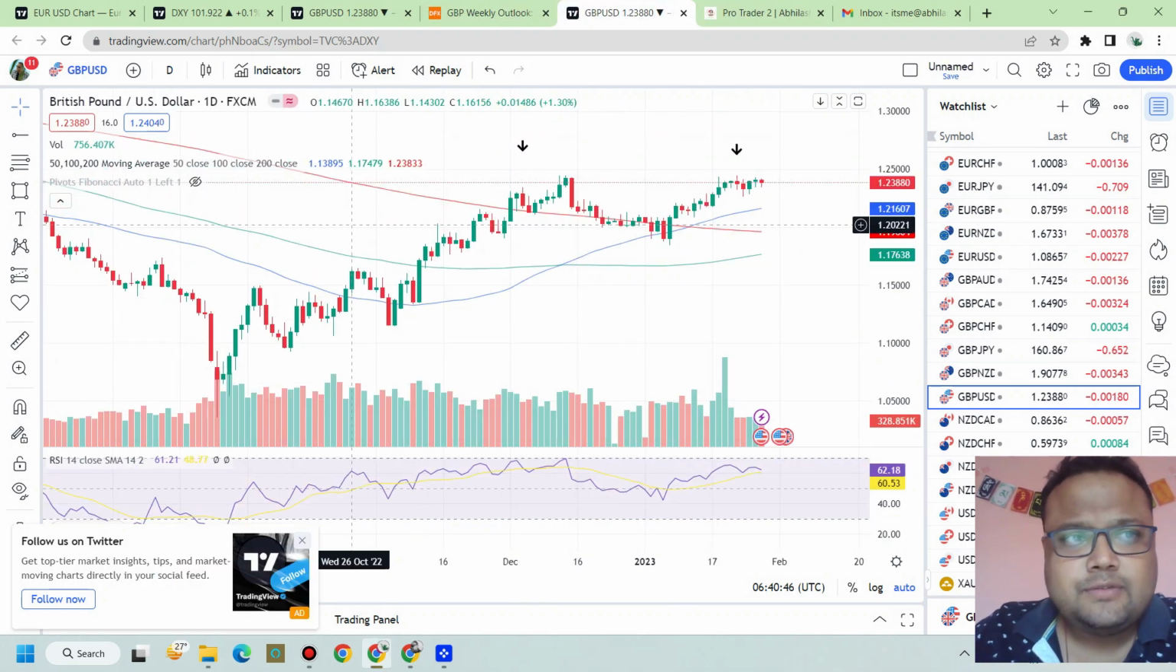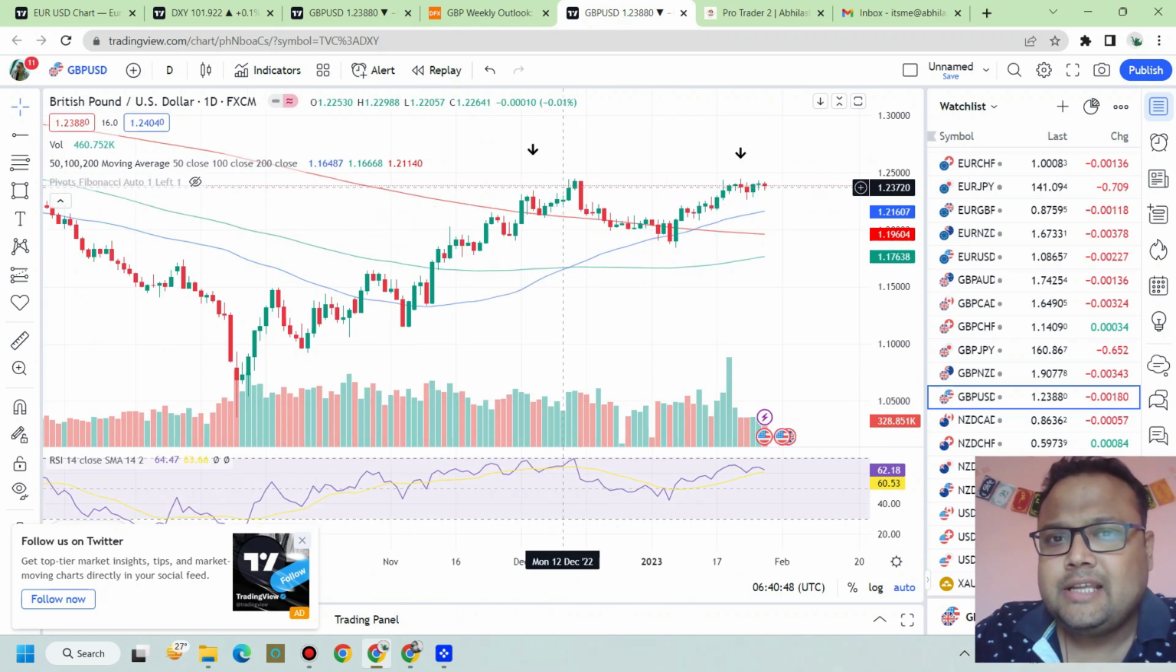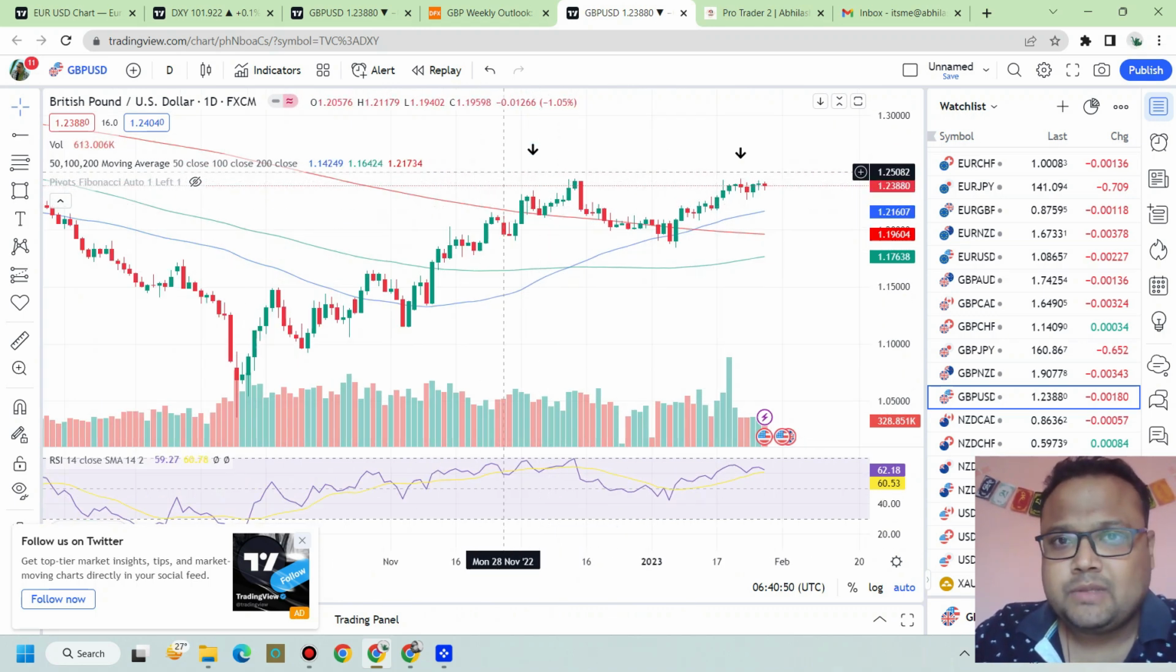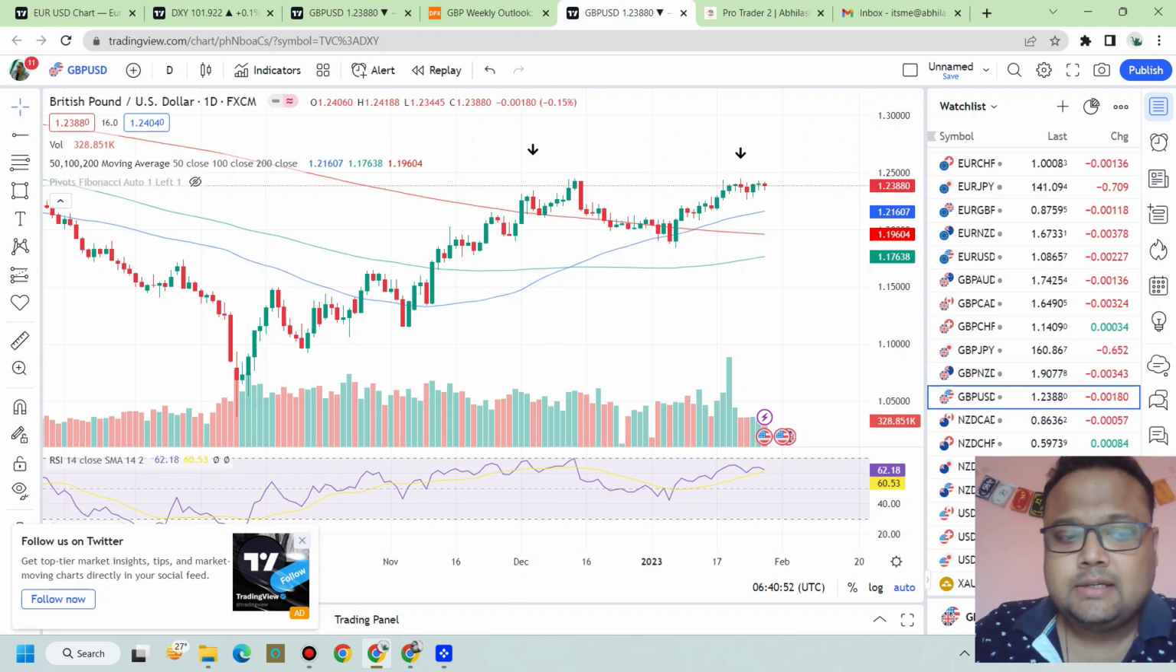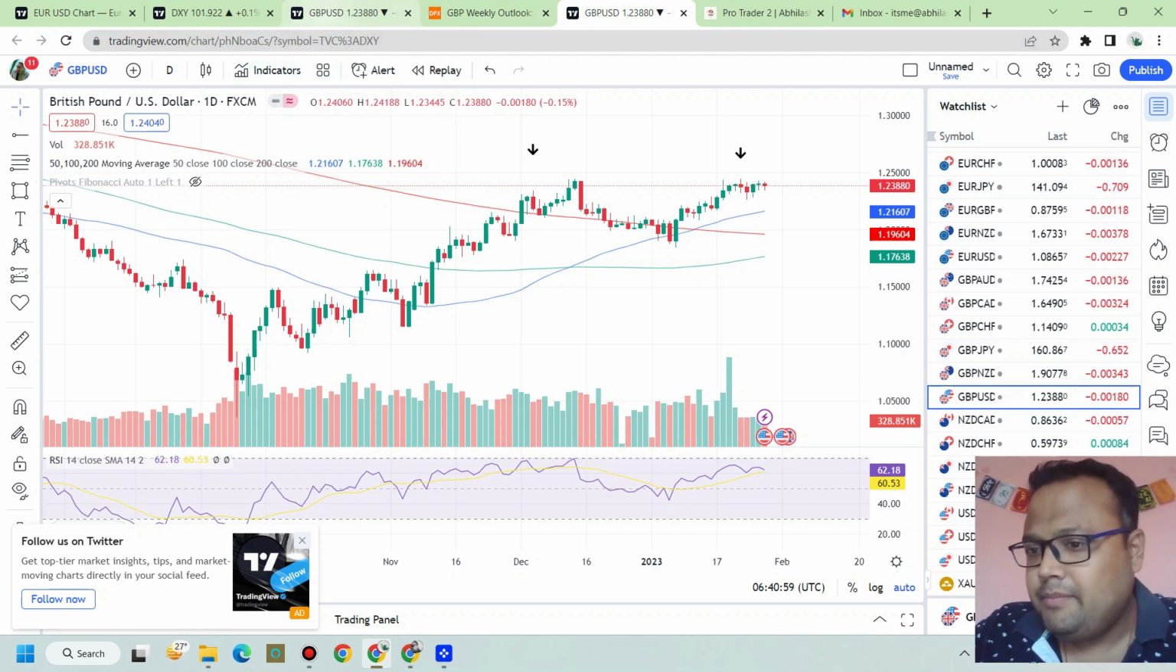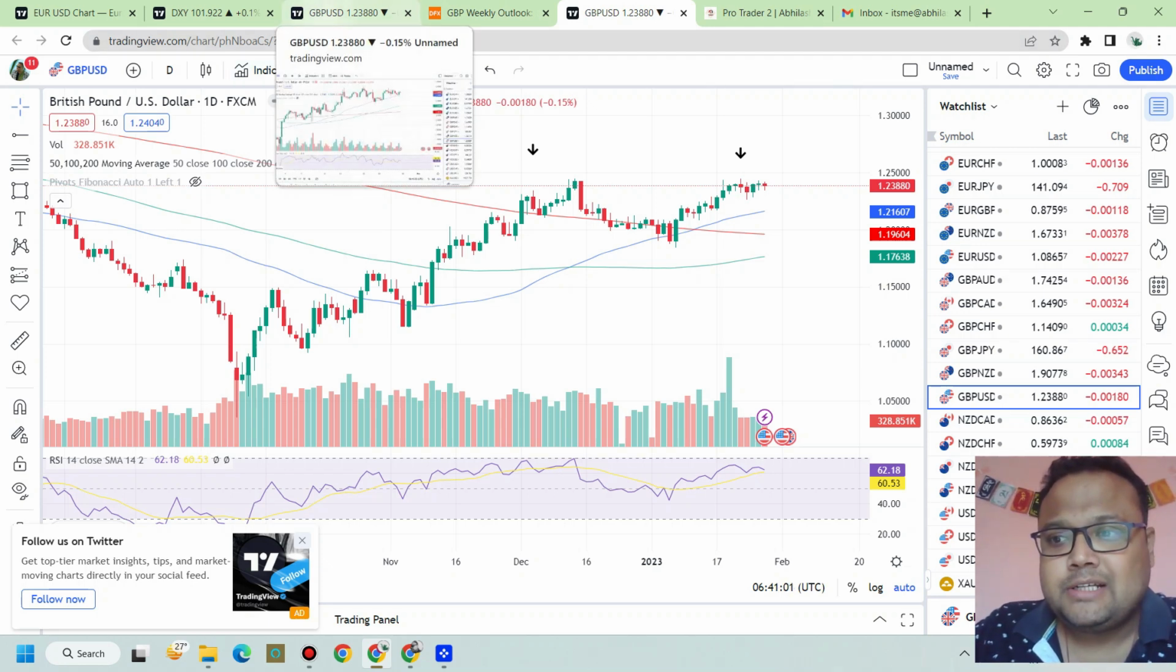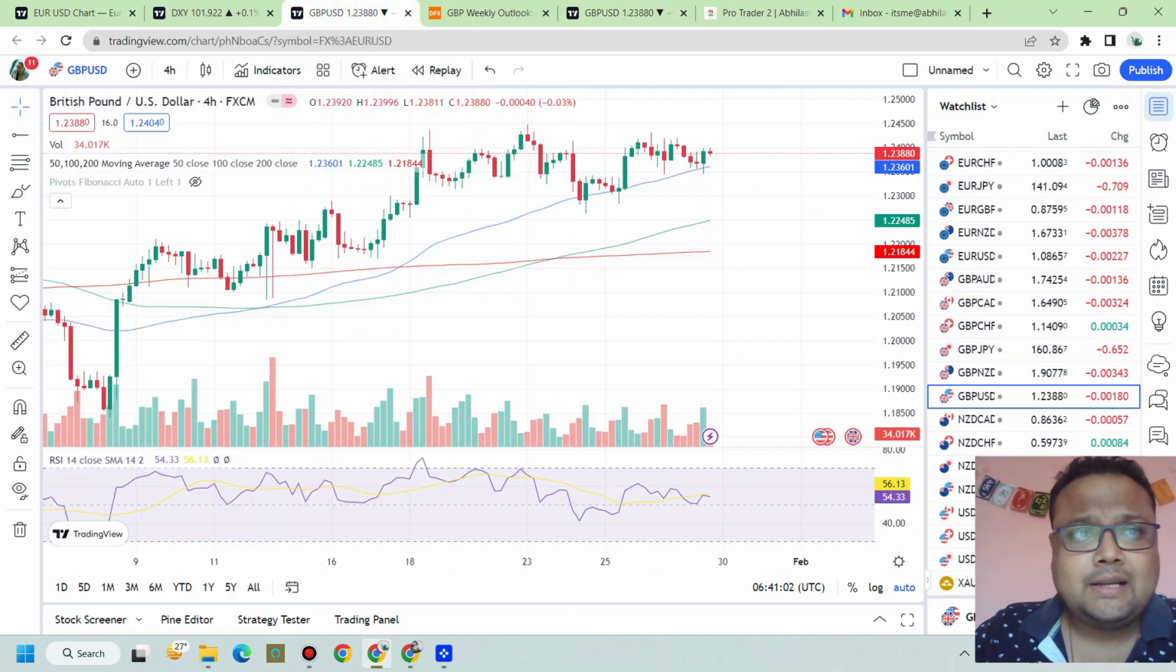This is the daily chart of GBP USD, and we can see on the daily chart we do not have any such signal yet. But the weekly chart is saying that there is a possibility that GBP USD may see some trend reversal. And this is the 4-hour chart of GBP USD.